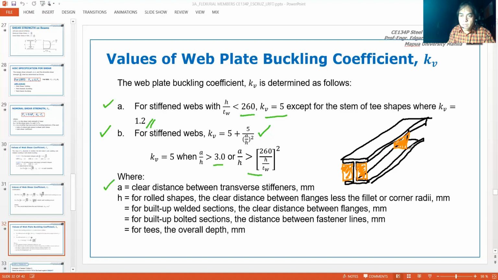Yung distance between these web stiffeners, yung spacing nilang dalawa, yan yung tinatawag nating small letter a. Okay, so ito yan yung small letter a, the clear distance between transverse stiffeners. Transverse stiffeners are also known as web stiffeners. Okay?